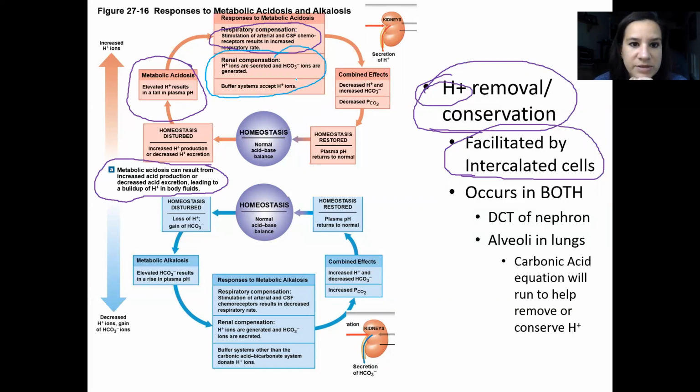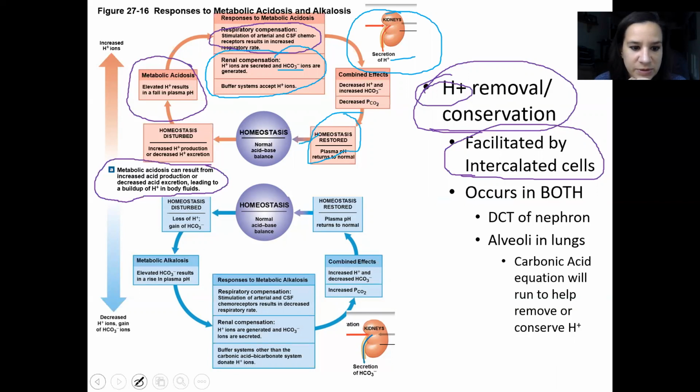Okay, so we are going to secrete hydrogen ions and try to save bicarbonate ions. Basically, if we look at our kidney here, we can see that hydrogen ions are being secreted, so that's going to help bring our pH back up to normal. Okay, so yay, pH is back to normal.